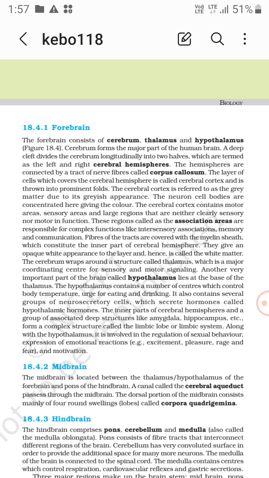The inner parts of the cerebral hemisphere and a group of deep associated structures like amygdala, hippocampus, etc. form a complex structure called the limbic lobe or limbic system. Along with the hypothalamus, the limbic system is involved in the regulation of sexual behavior, expression of emotional reactions, excitement, pleasure, rage, fear, and motivation. So association areas are different; the limbic lobe and limbic system are different.